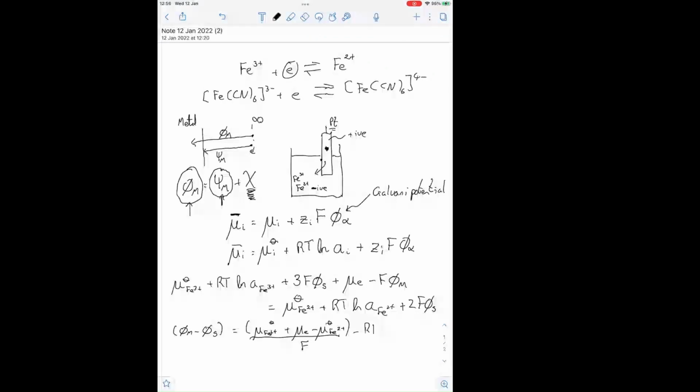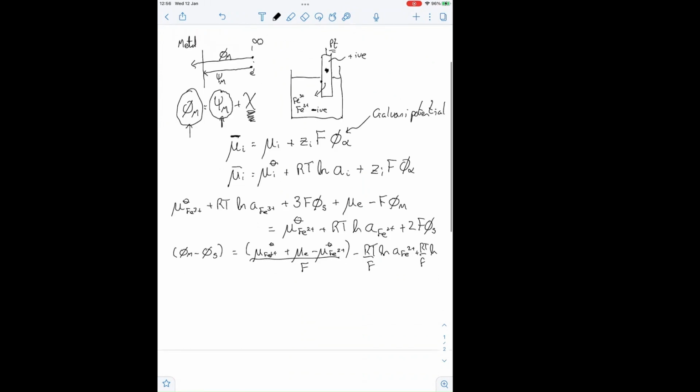minus RT over F log activity of Fe2+ plus RT over F log activity of Fe3+.